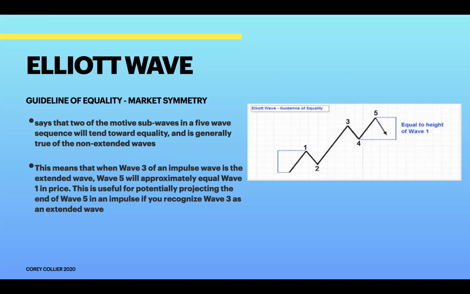So this means that when wave 3 of an impulse wave is the extended wave, wave 5 will approximately equal wave 1 in price. This is useful for potentially projecting the end of a wave 5 in an impulse if you recognize wave 3 as the extended wave. All right. It will also work if, let's say, this is a rare thing that happens, but if wave 1 is the extended wave, then wave 3 and 5 should be almost equal in trend size, right?